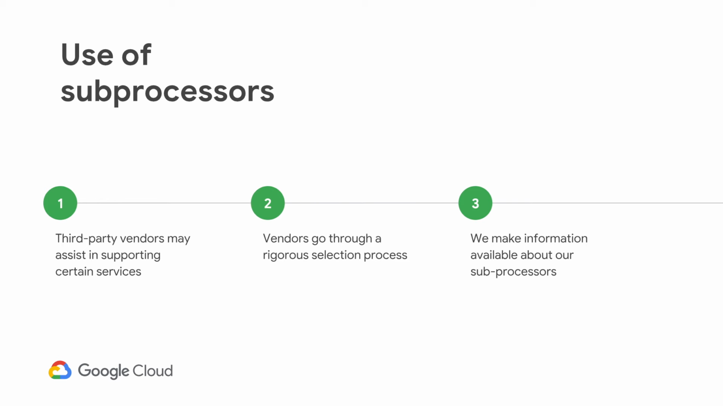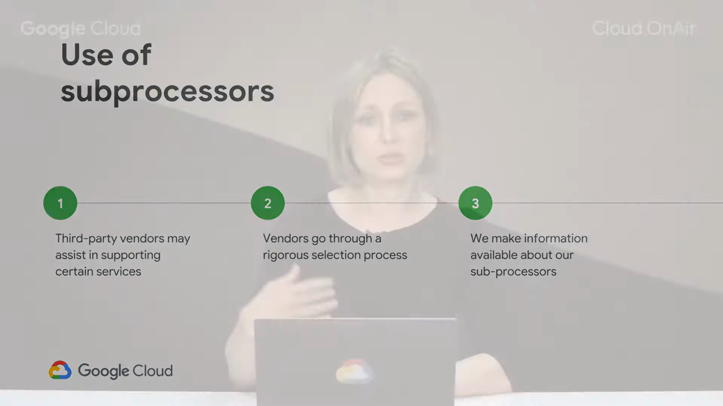And it's very important that these third-party vendors go through a very, very rigorous security and selection process. And even the onboarding process is very rigorous. For example, they have to go through strict security testing. We are also transparent about the subprocessors we use. You can find them on our website, and also there is a link in the data processing agreement where you can review the list of them.